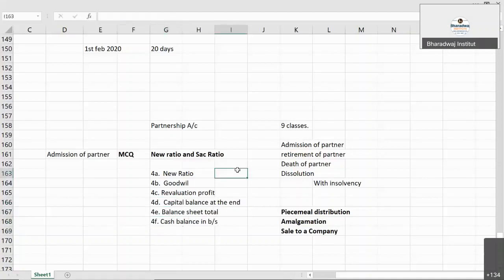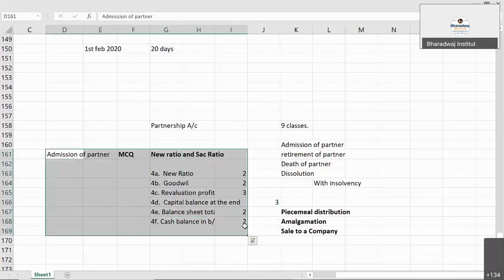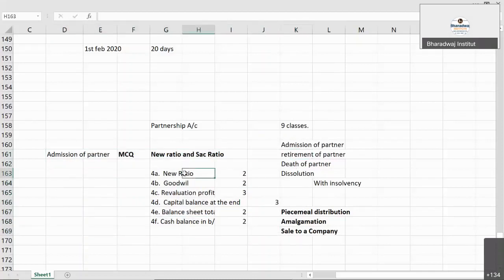Probably for new ratio they can give you 2 marks, goodwill 2 marks, revaluation profit 3 marks, this one 3 marks, balance sheet total 2 marks, and this one 2 marks. Like that, they can sum it up. This is how we can get the question. This is about admission of a partner. In case of retirement also, the same set of questions can be asked: new ratio, goodwill, revaluation profit, capital, the balance sheet total, or the cash balance.